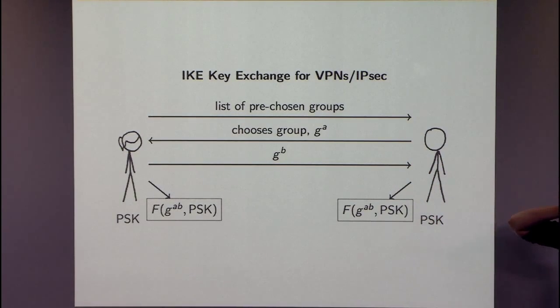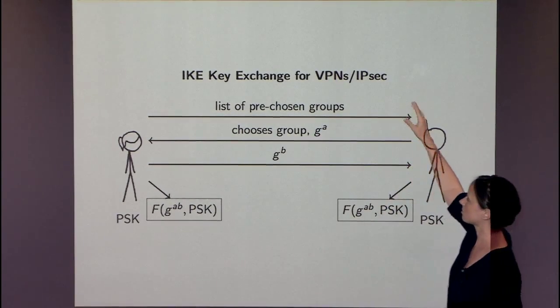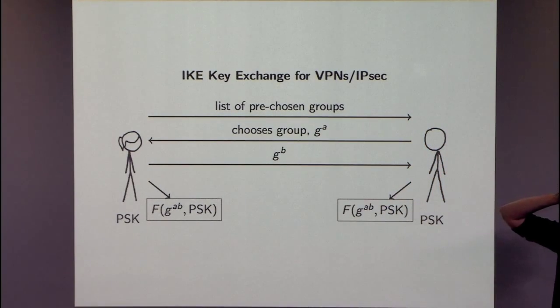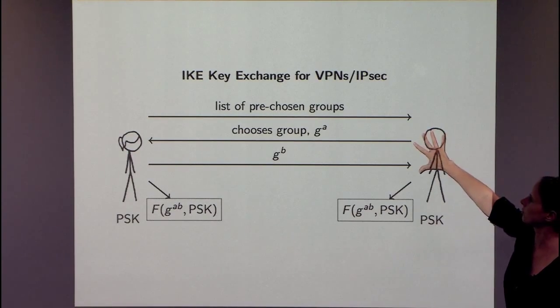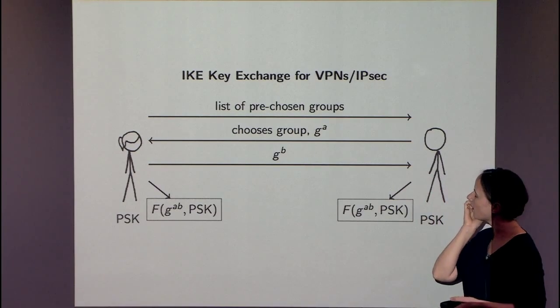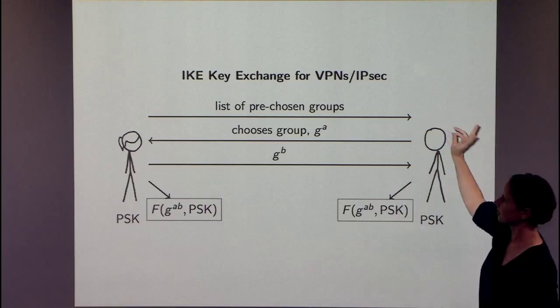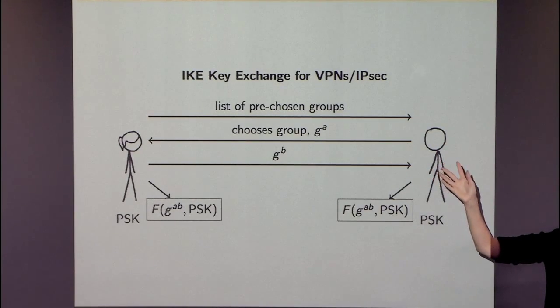If you look at the IKE key exchange, this is one way that VPN traffic can be negotiated. This is a total cartoon, but the way that it looks is, if a client wants to negotiate with a server, Alice sends over a list of pre-chosen groups. There's a list of about 10 of these.